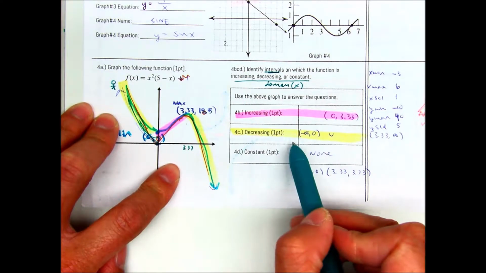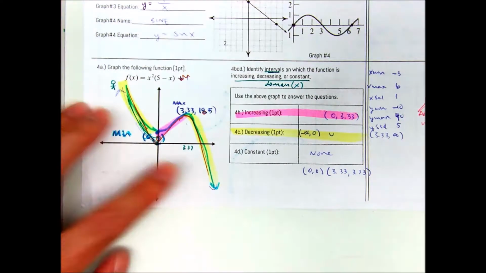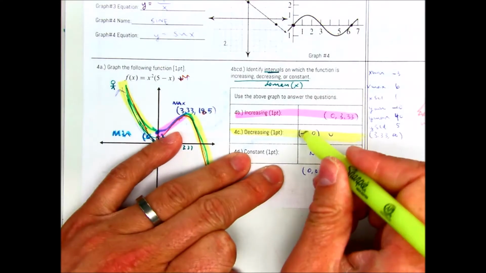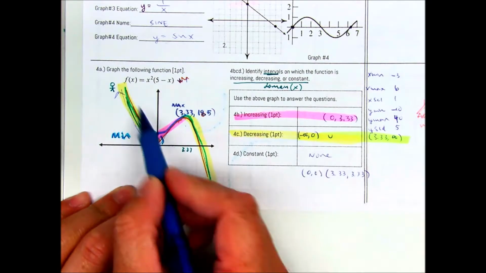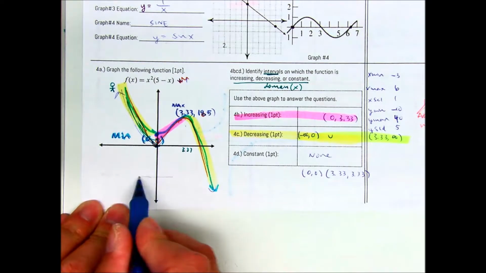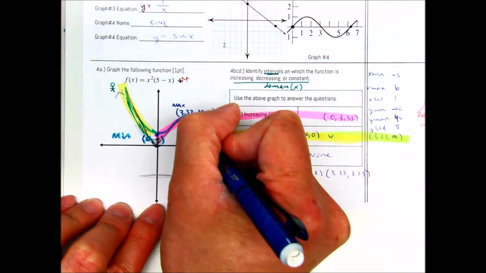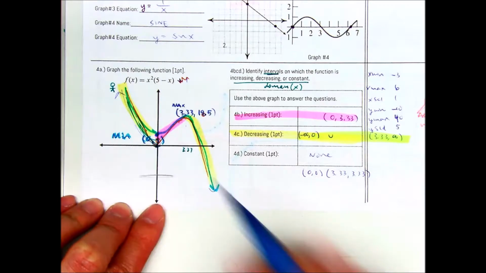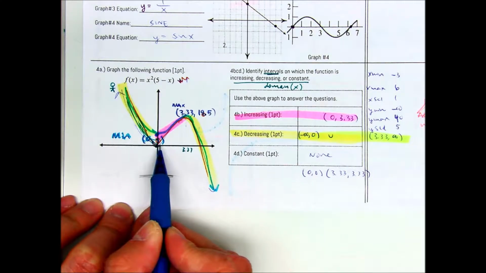So your two answers would be that one. Now, for the constant, there is none. A constant would look like this, straight line. Okay. Now, I also would have taken that at these points right here, it is also not moving. It's not increasing nor decreasing, so you could argue that our minimum and maximums are constants. I would have accepted that as well.